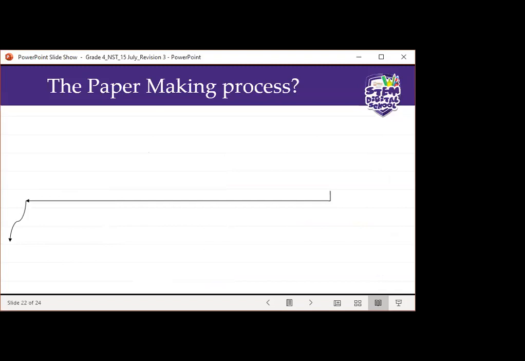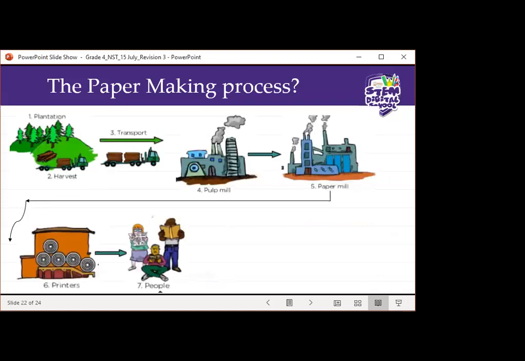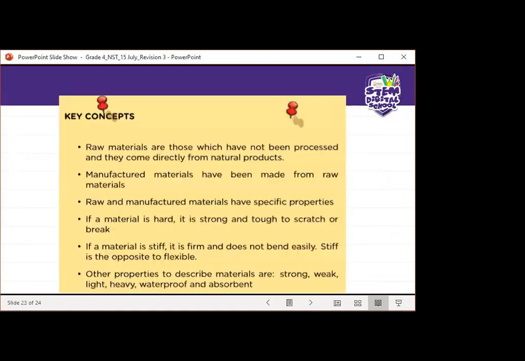Okay, so guys, I will take us through the paper making process tomorrow, okay? So tomorrow we'll just start here by the paper making process and also go through the key concepts.